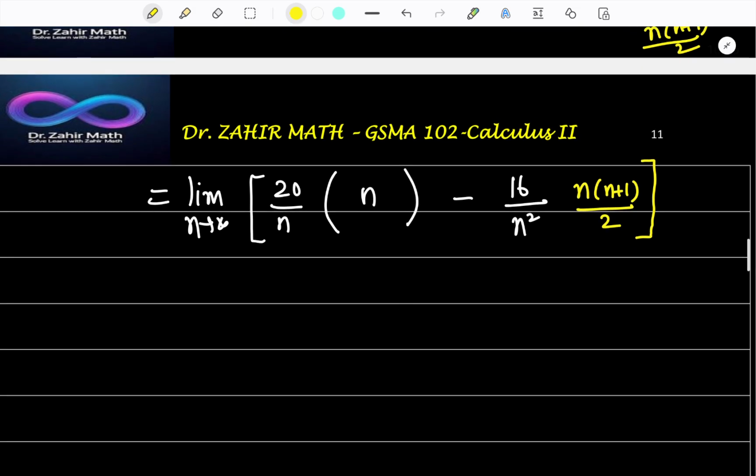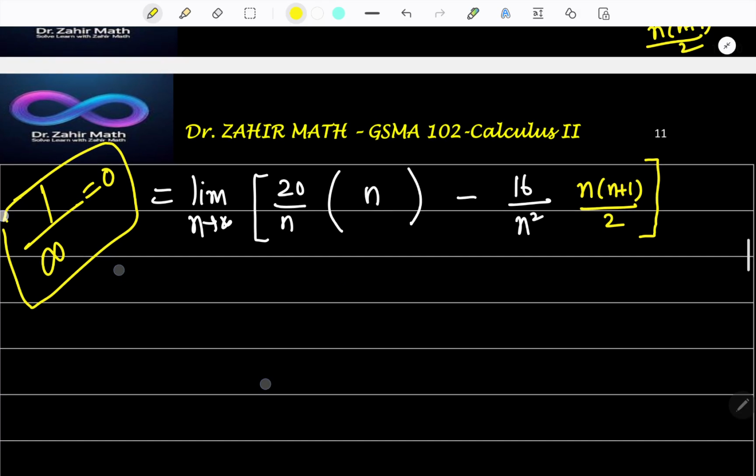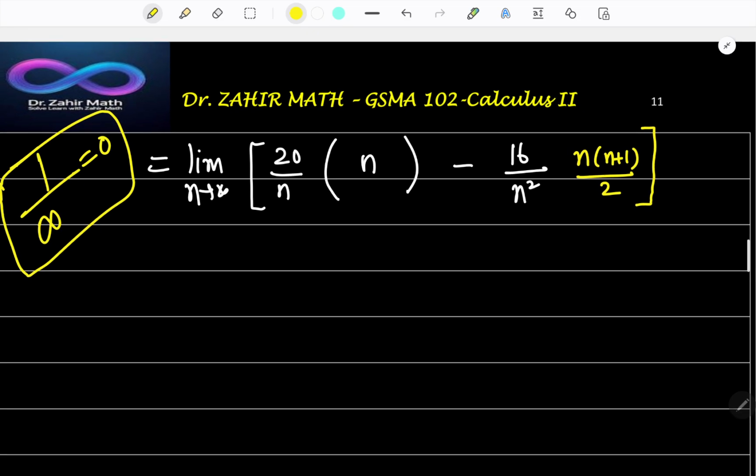So be careful in the infinity limit substitution. You are not supposed to put infinity directly because limits are finite quantities; you will get infinity. Also keep in your mind, 1 by infinity is what? 0. Keep this idea in your mind. So now we are going for slowly limit substitution. Slowly we are going to put n is equal to infinity. Be careful. So this equals limit n tends to infinity.